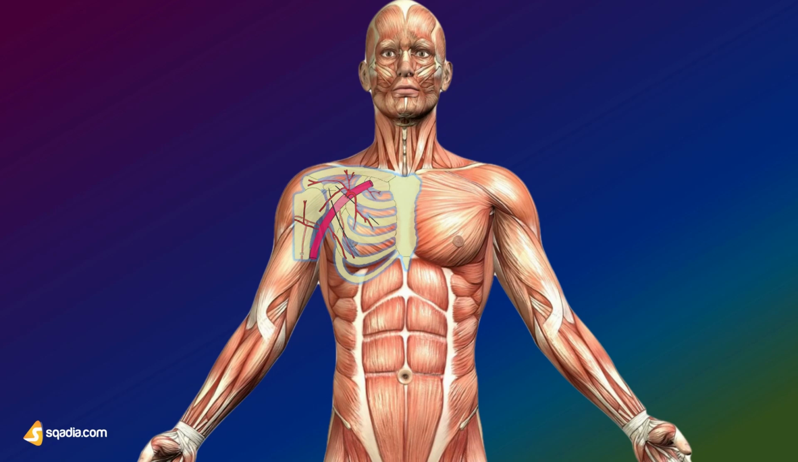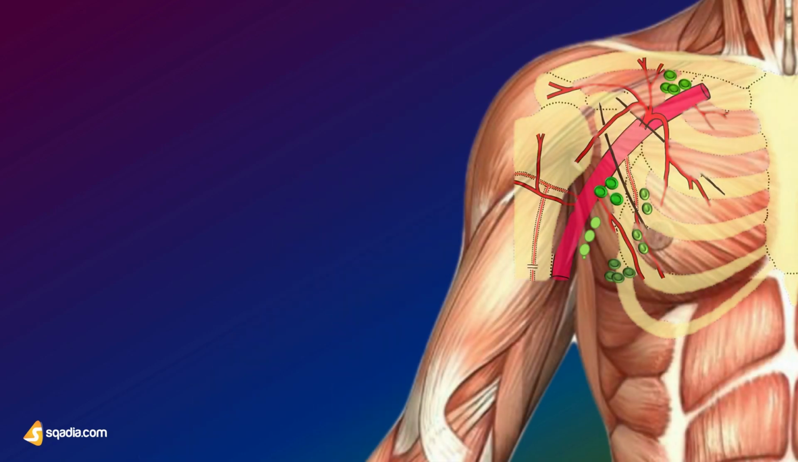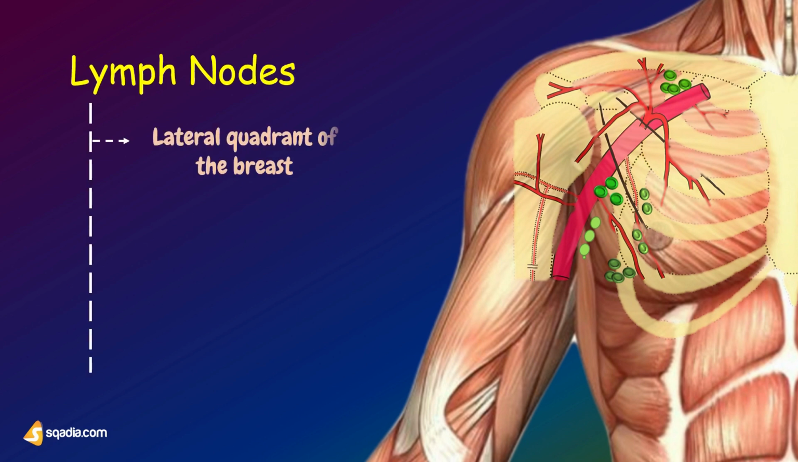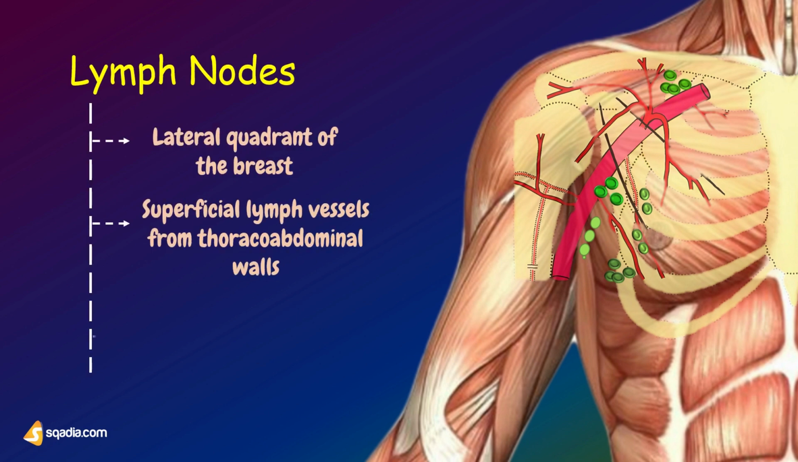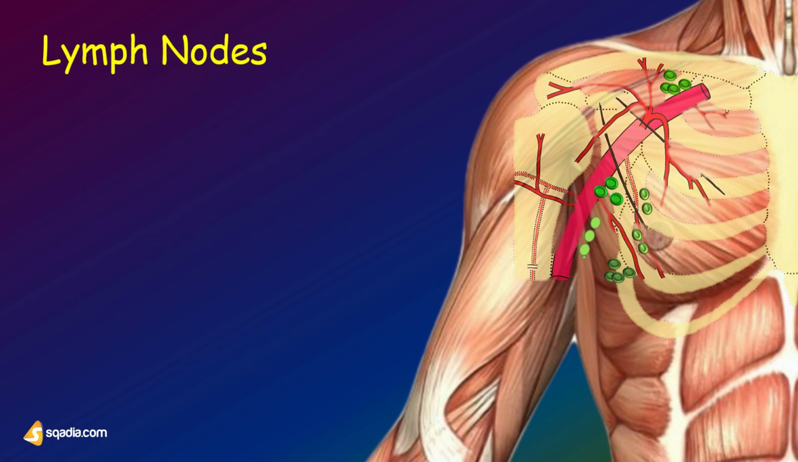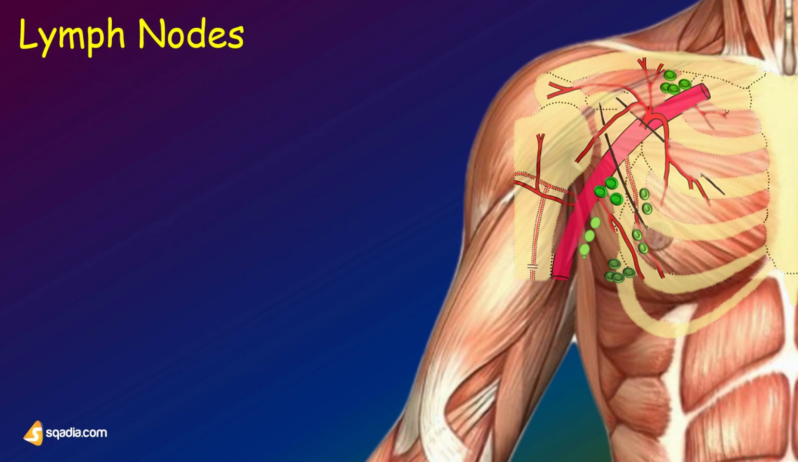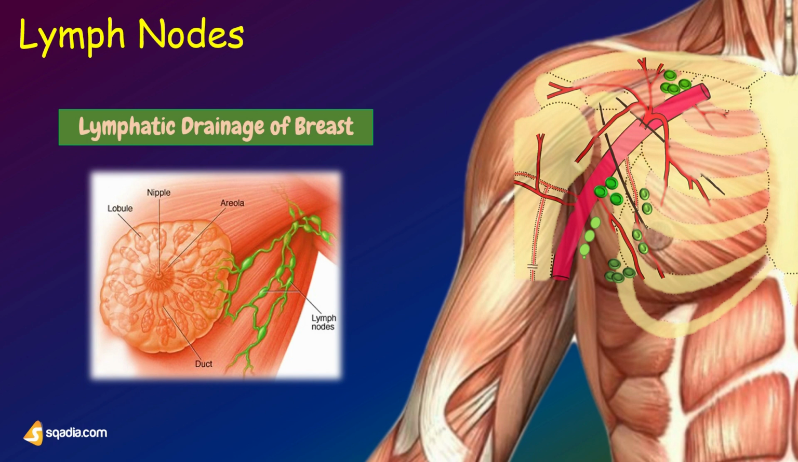Last, we will talk about the lymph nodes in the axillary region. The axillary lymph nodes drain lymph vessels from the lateral quadrant of the breast, superficial lymph vessels from thoraco-abdominal walls, and vessels from the upper limb. This shows how important the lymph groups are in the axillary region. The lymph nodes are arranged in 5 groups.